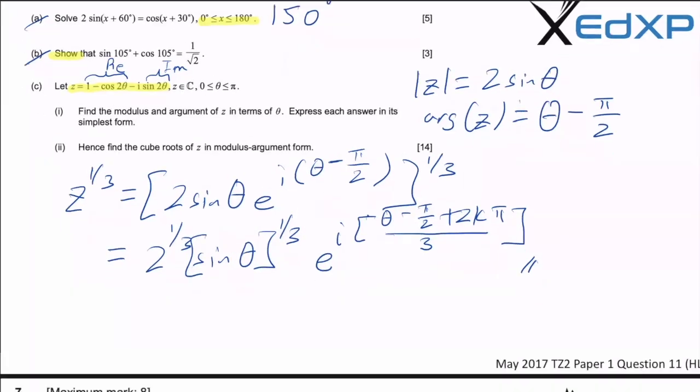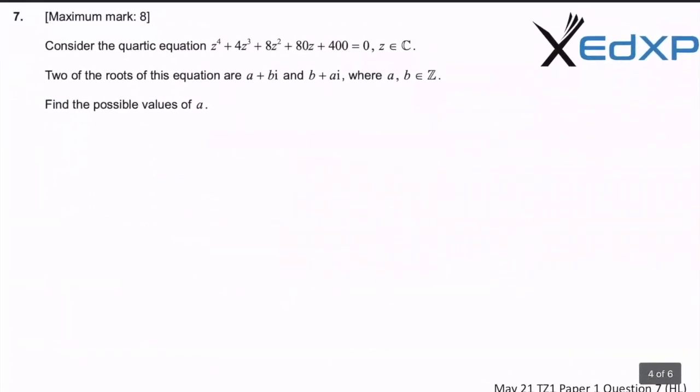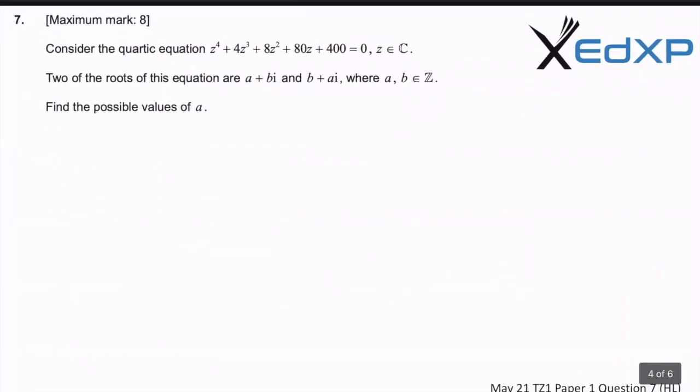I'll move on to our third example, also from the past papers. Question 3 came from the May 2021 Time Zone 1, Paper 1, question 7. This is an 8-mark question. We have a quartic equation, so power 4, and z are elements of complex numbers. So the z values will have some complex numbers in there. We have 2 roots given to us. The first one is a plus bi, and the second one is b plus ai.